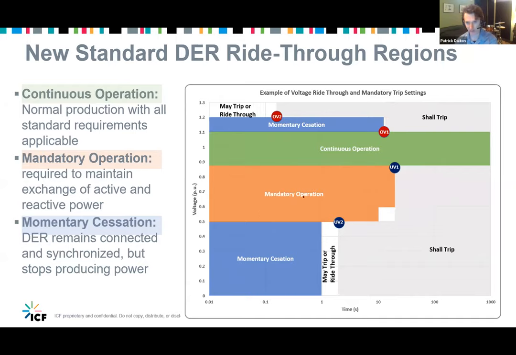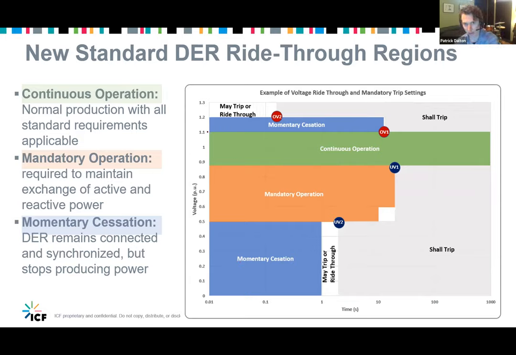Mandatory operation is exactly how it sounds. The DER is required to maintain operation and the exchange of active and reactive power similar to the pre-disturbance level. Momentary cessation, which we talked about, is stopping the production of active power, but staying synchronized to be able to come back very quickly.